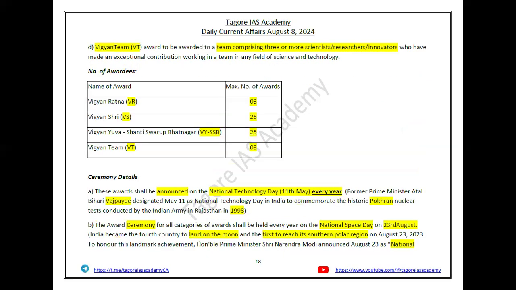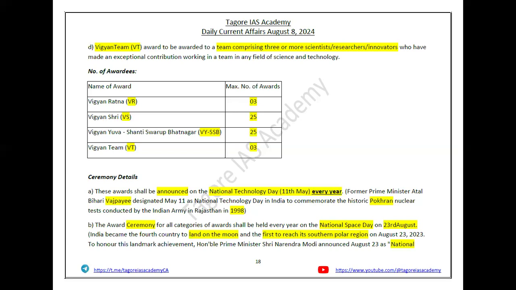Yeah. So the team has to be of 3 or more. 2 doesn't count as a team here. Right? So Vigyan team has to be 3 or more. Again, these words important: scientists, researcher, or innovators. They shall be given these awards.